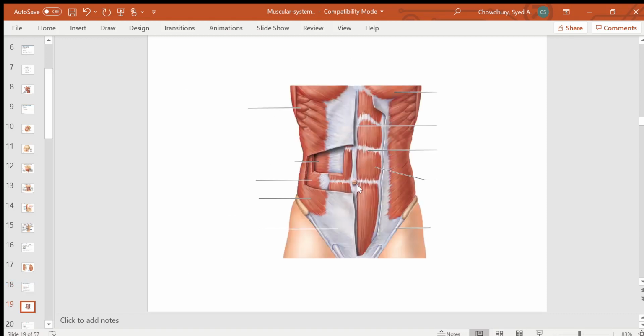So let's see here. First, let's see those four abdominal wall muscles. This one, you see the fibers are going straight down like this. So this muscle is called the rectus.